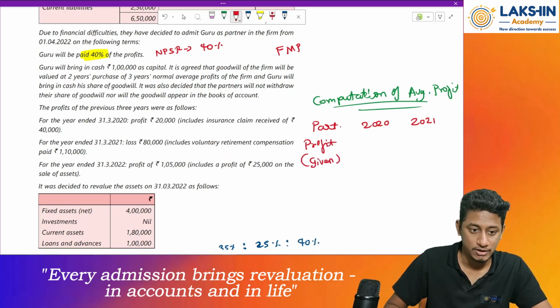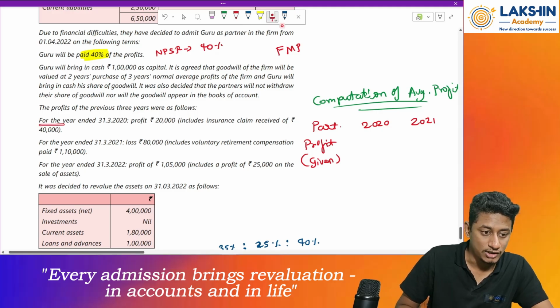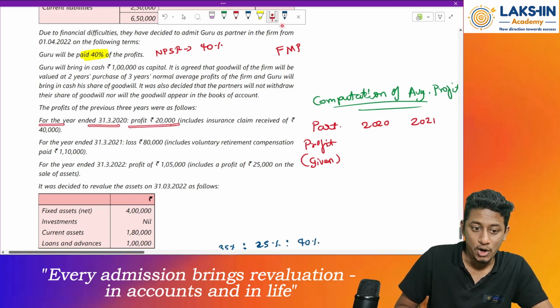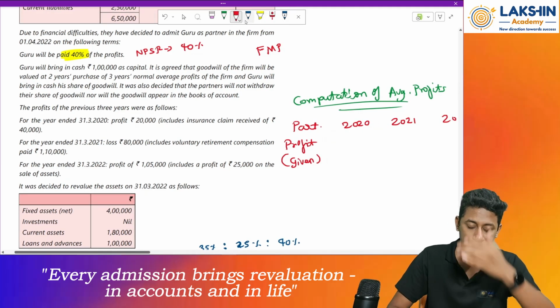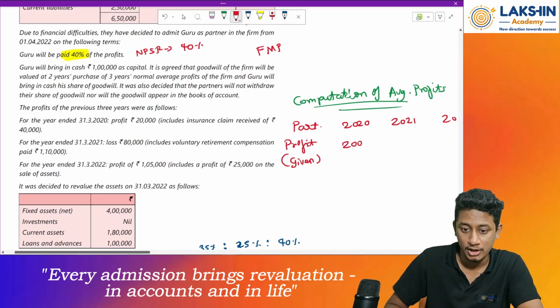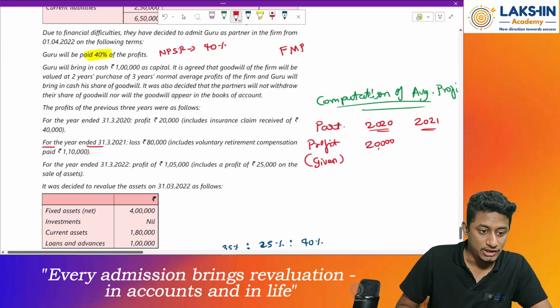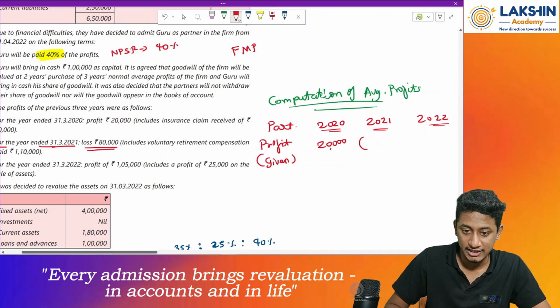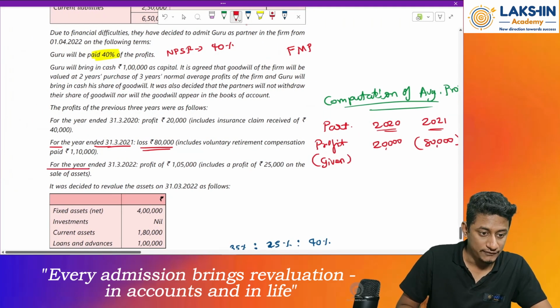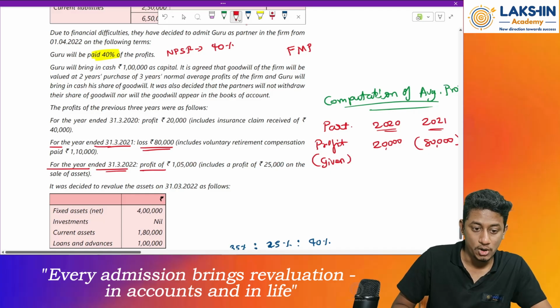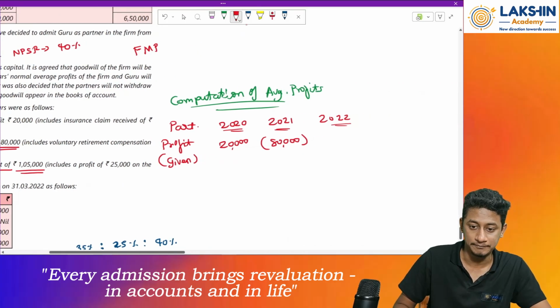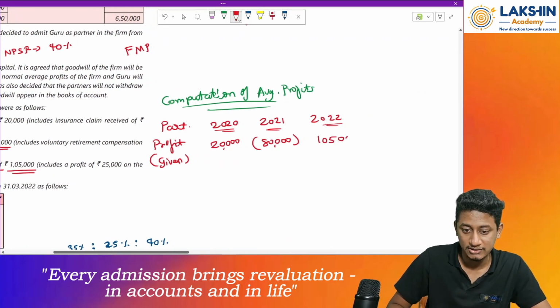Profits, which is given to us already. How much is the profits given to us? So read the first line. For the year ended 31st March 2020, profit was rupees 20,000. So straight away, आँख बंद करके profit amount लिख लो. 20,000 rupees. Then next. For the year ended 31st March 2021, the loss was rupees 80,000. So for the second year, it was a loss of rupees 80,000. Then for the year ended 31st March 2022, the profits was rupees 1,05,000. Again, the profit was rupees 1,05,000. This is what is given to us.